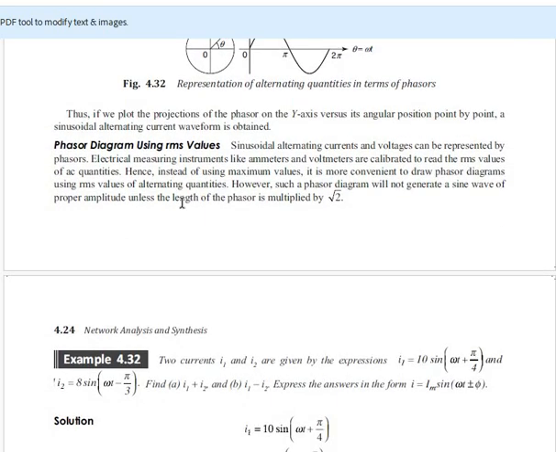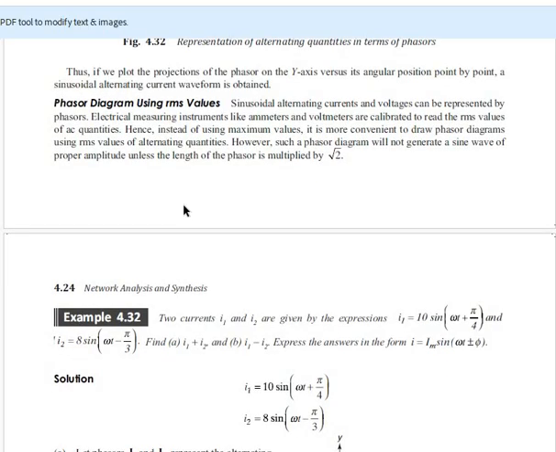So, the phasor diagram using RMS value. Sinusoidal alternating currents and voltages can be represented by phasors. Electrical measurement instruments like ammeters and voltmeters are calibrated to read the RMS value of AC quantities. Hence, instead of using maximum values, it is more convenient to draw phasor diagrams using RMS values of alternating quantities. However, such a phasor diagram will not generate a sine wave of proper amplitude unless the length of the phasor is multiplied by root 2.